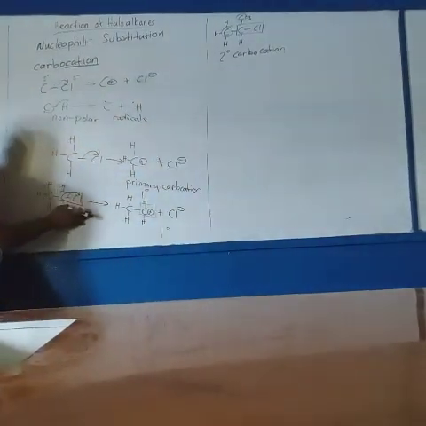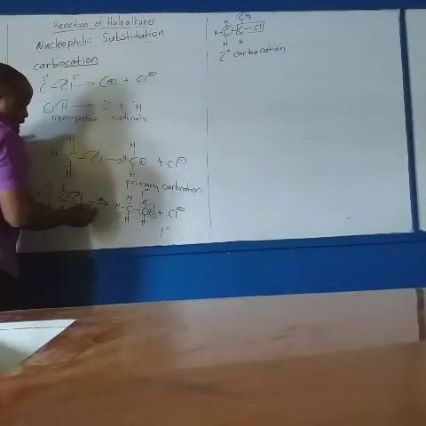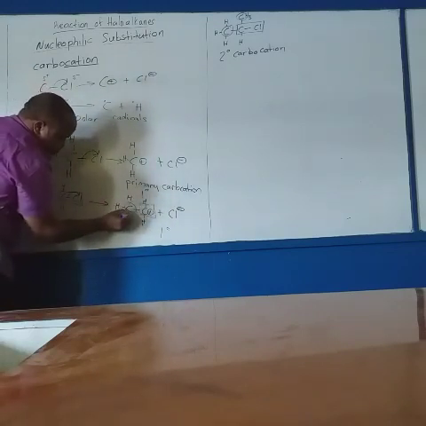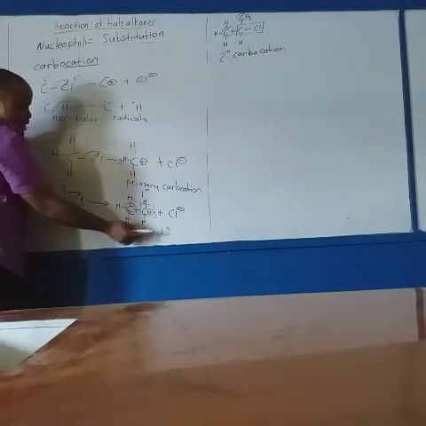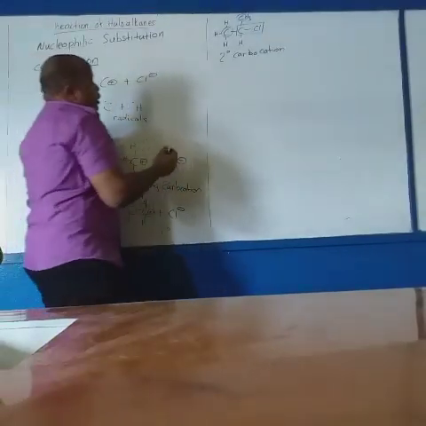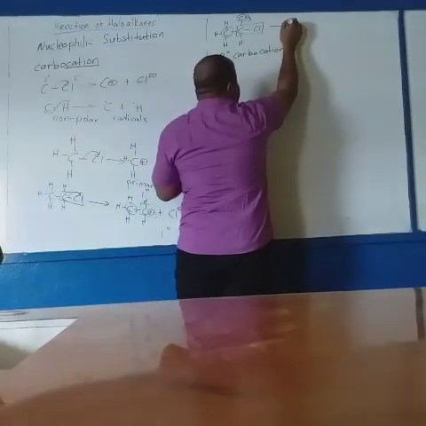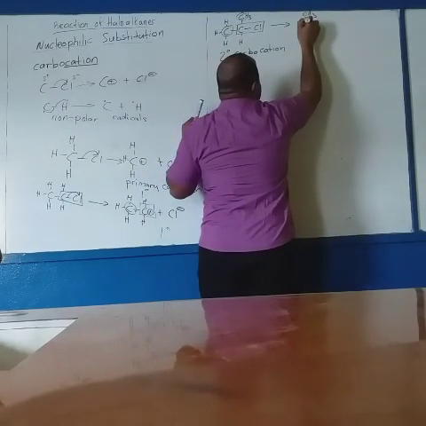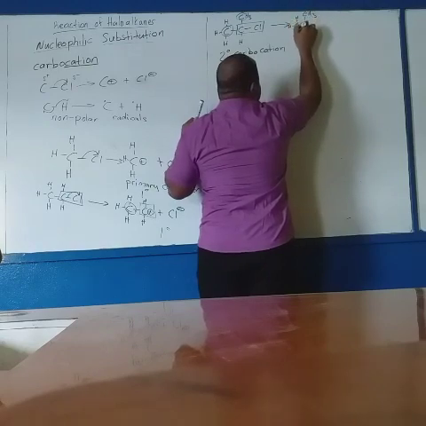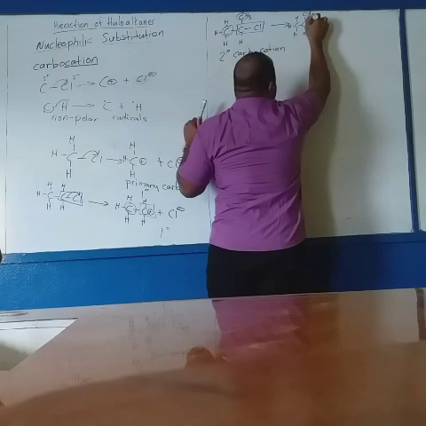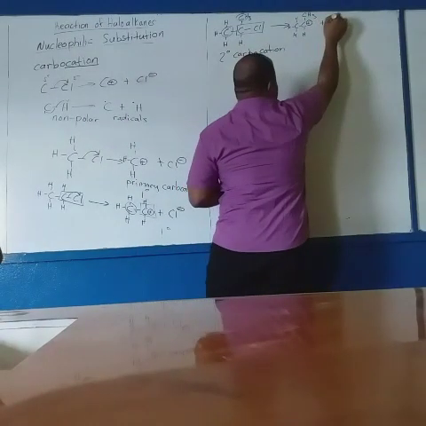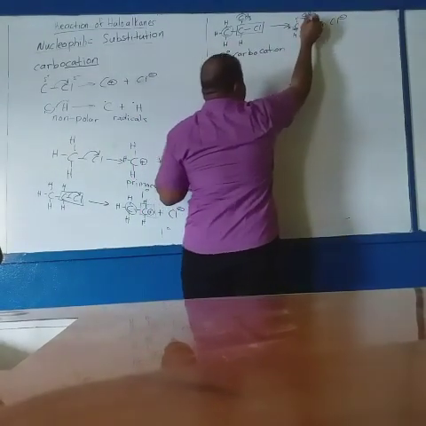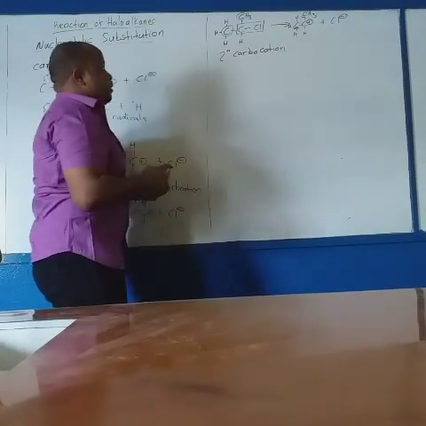So over here, only one carbon atom is attached to your carbocation. So it is primary. If you look at this one now, if you look at this carbocation, two carbon atoms are attached. Therefore, that's your secondary carbocation.